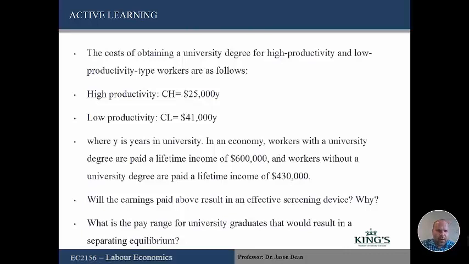Now, what if the costs change? What if the costs were 25,000 Y and 41,000 Y? Then we still have a lifetime income of 600,000 for university and 430,000 for non-university. If they don't go to university, that would be their earnings. Would this result in an effective screening device? Why or why not? And then what would be the pay range for university graduates that would result in a separating equilibrium? So pause it for a moment, see if you can figure out the answer, and then I'll let you know in a moment.